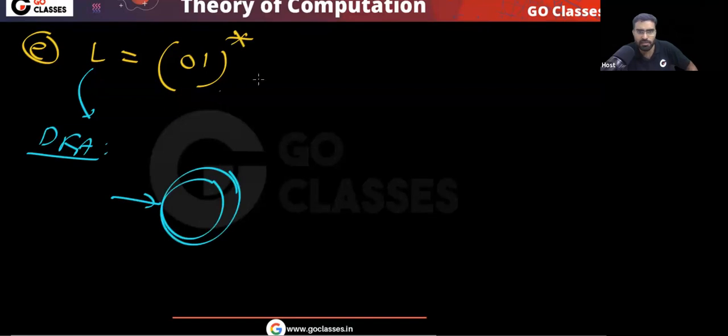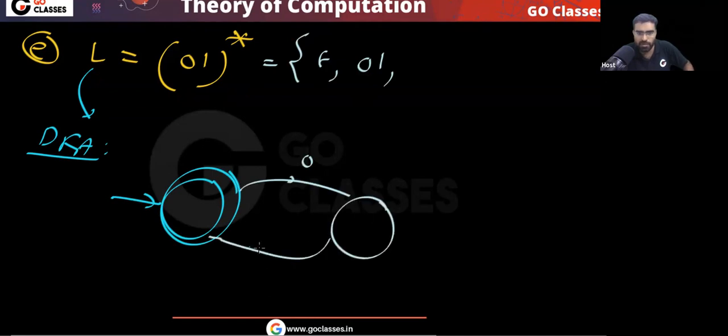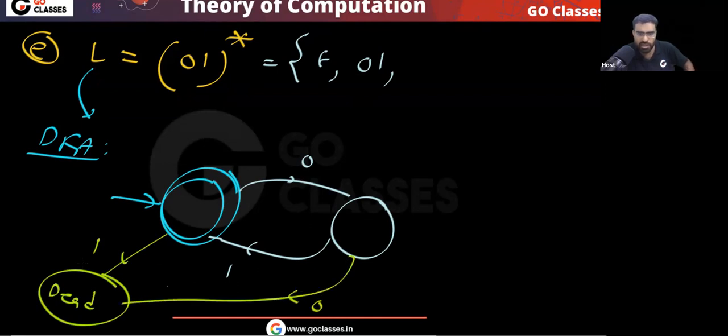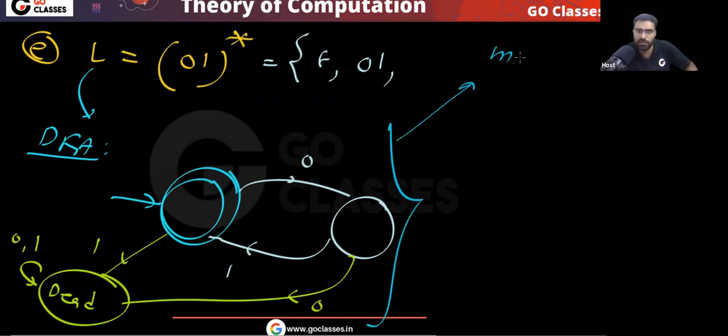Initial state will be final because you want to accept the empty string. Now, what you will do? On 0 go here, on 1 come back here. That's it. In this state, if 1 comes, then go to the dead state. And after 0, if 0 comes, go to the dead state. Okay, this is your DFA. So from this DFA, did you notice that the minimal DFA has 3 states? Minimal DFA, 3 states. One of them dead.